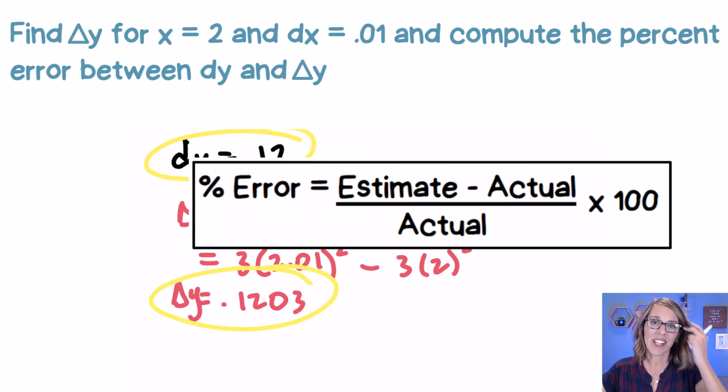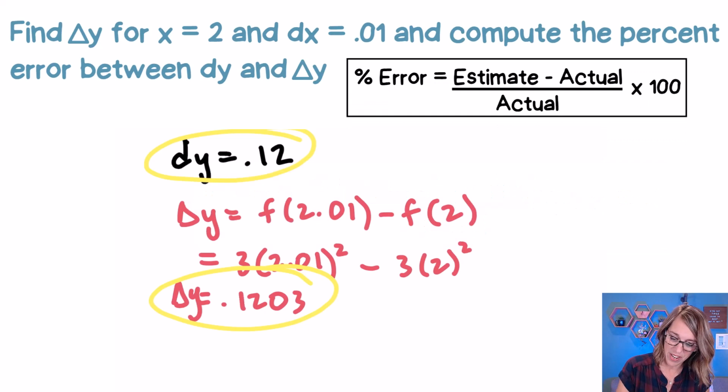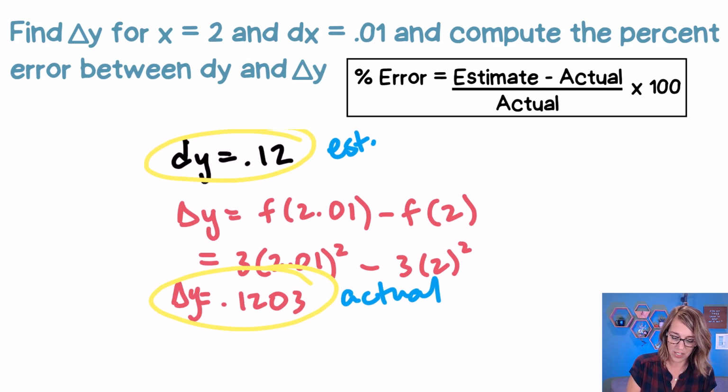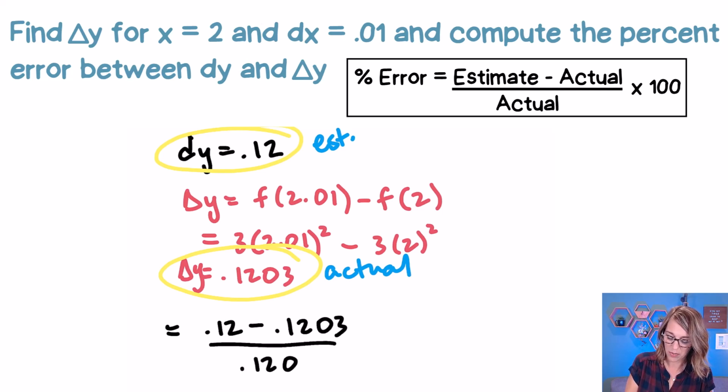So I've got dy and I've got delta y, and I'm ready to compute their percent difference. I'm going to use this formula, so that's estimate minus actual divided by actual times 100 to get it into percent form. Our estimate is the dy, and our actual is the delta y. So I can put this all together into my percent error. So it's going to be my estimate, which is 0.12, minus my actual 0.1203 divided by the actual 0.1203, and then times 100.